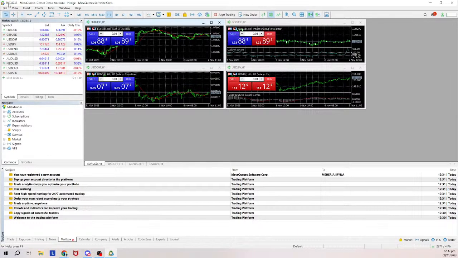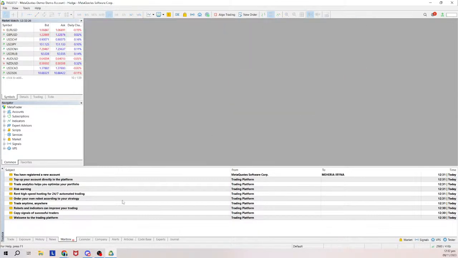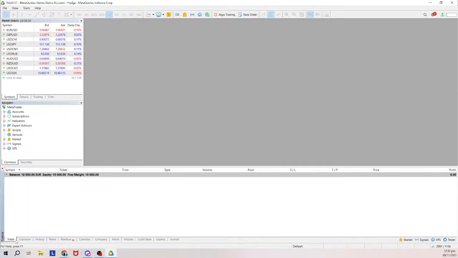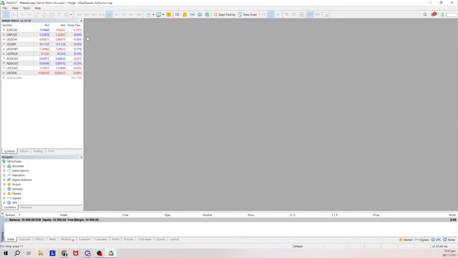right in front of you. You can see there's an account right here. You can see different assets. To start off, let's go ahead and close these charts, and let's go to trade. You see, we've got 10,000 euros here, a demo account. Anybody can get this if you're just starting out to trade.